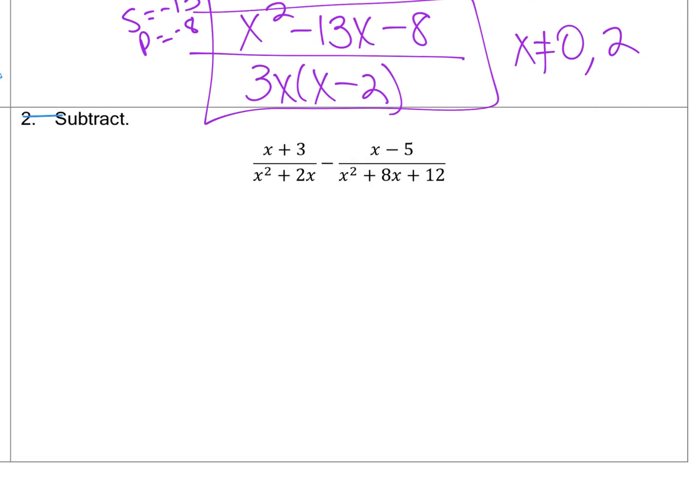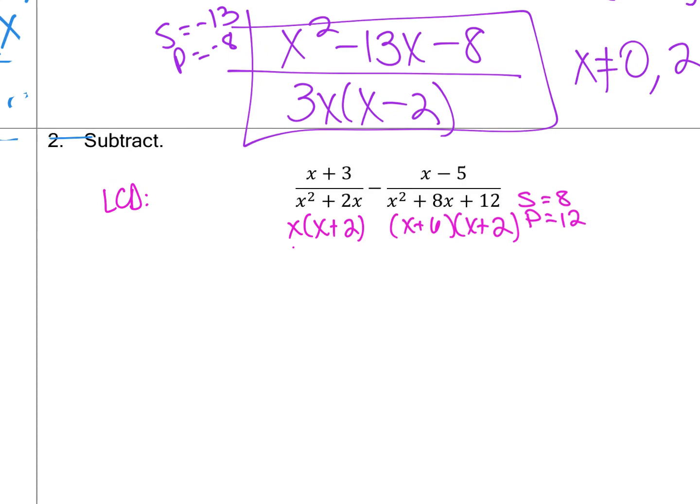Okay, last one. So always factor your denominators first. Notice these two have an x in common. Next one, sum is 8, product is 12. So that would be 6 and 2. So LCD. First denominator, always bring it over for the LCD factored. Notice in the LCD I don't have an x plus 6, but I already have the x plus 2, so I don't need to carry it over.